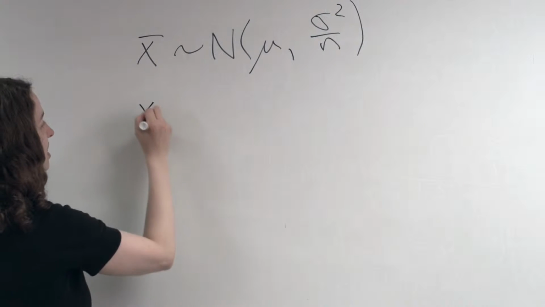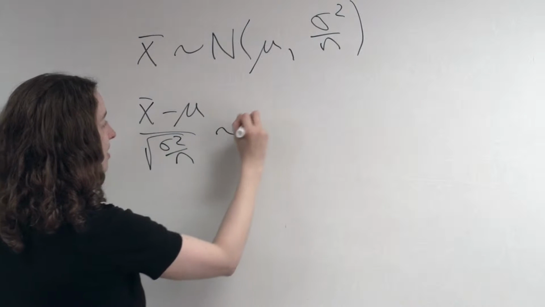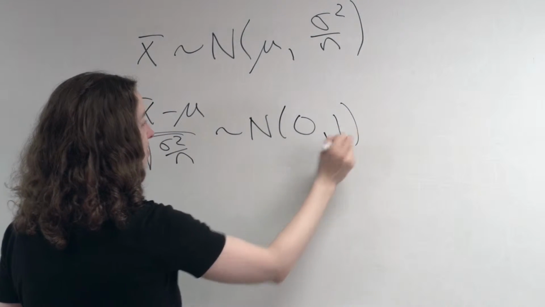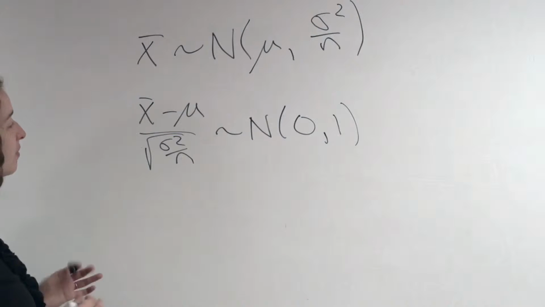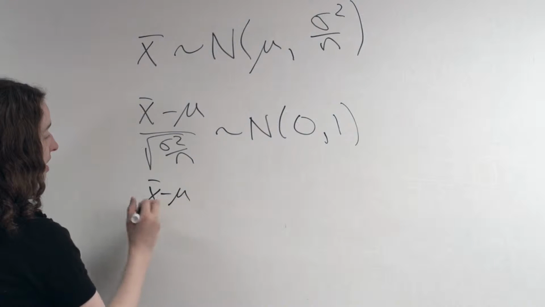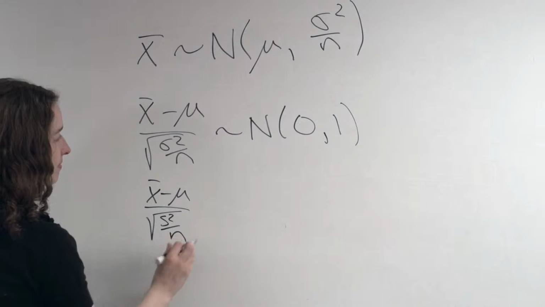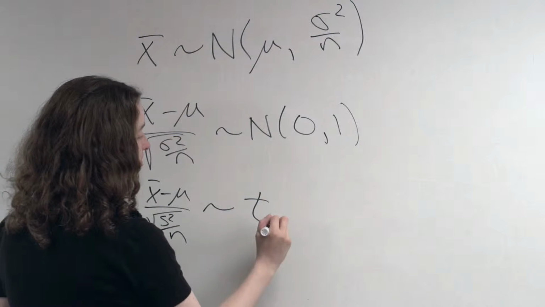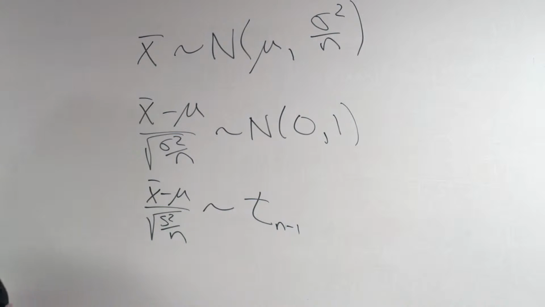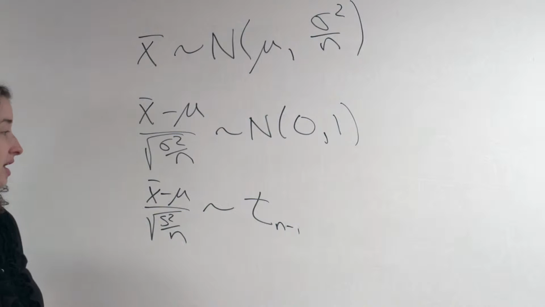Well, we pointed out that you could take x bar minus mu and divide by the square root of sigma squared over n, and that should follow a normal distribution with mean 0 and variance 1. And we also said that if we substitute an s for the sigma, if we have x bar minus mu divided by the square root of s squared over n, that should follow a t distribution with n minus 1 degrees of freedom. So we used this for our hypothesis test, right? We said, let's calculate this test statistic and compare it to this distribution in order to get a p-value.